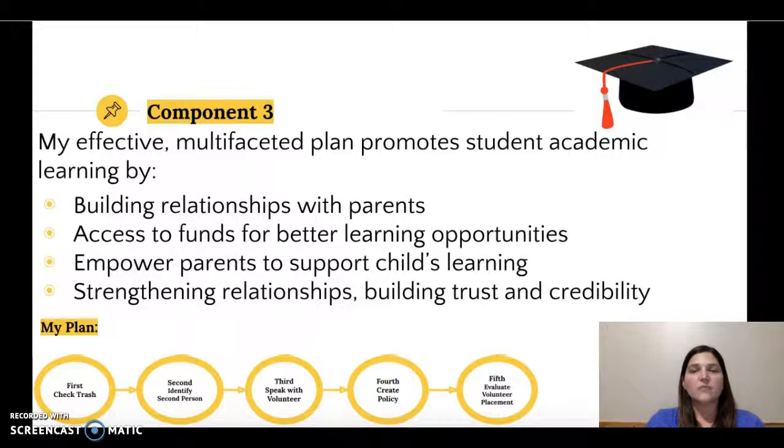Component 3, my plan promotes student academic learning by building relationships with parents and other community members, by providing access to funds for better learning opportunities, by empowering parents to support their child's learning, and by strengthening relationships, building trust and credibility between the school and community.